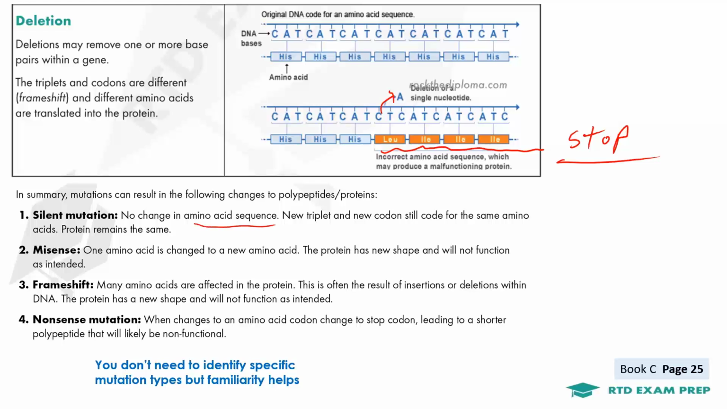That's a great thing. Missense, one amino acid is changed to a new amino acid. Well, that can have drastic effects. Frame shift, so this is both our insertion and our deletion. Many amino acids, like we demonstrated, are affected. Nonsense, when it changes to a stop codon. And that switch to a stop codon, think of it, you had a normal sentence, but you put a stop or a period in the middle. Now everything afterwards is affected.